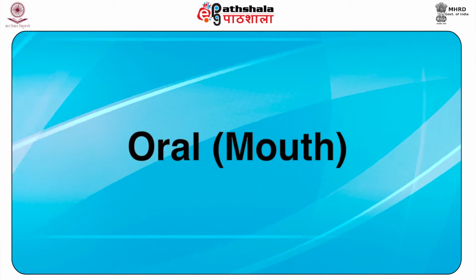First is oral or mouth. In this route of administration, the drug is kept in the buccal cavity where it disintegrates and absorption occurs in the mouth. When it is placed below the tongue, it disintegrates there and then absorption takes place in the mouth. The pH of the buccal cavity and mouth ranges from 4 to 5.